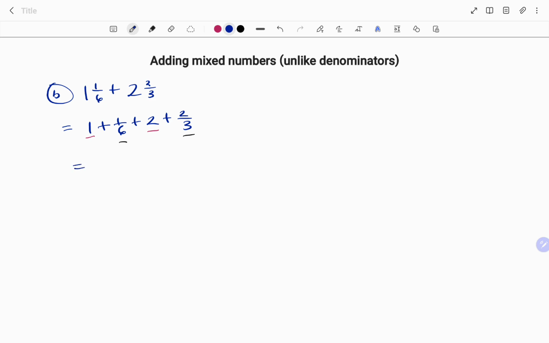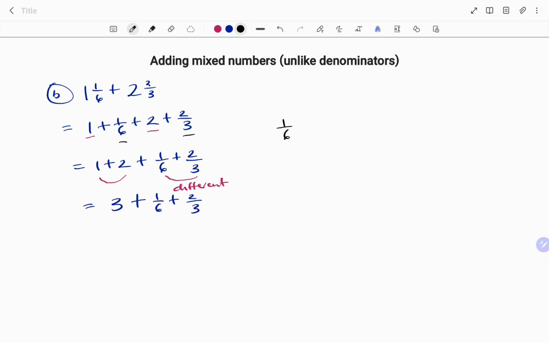I group my whole numbers first. I have my 1 plus 2 as shown, and then I have my fractions, 1/6 plus 2/3. If I check my whole numbers 1 and 2, if I add 1 plus 2, that will give me 3. But if I check my fractions, I'm going to see that they're different. And because they are different, I will have to, first of all, make the denominators the same before I can add my fractions.